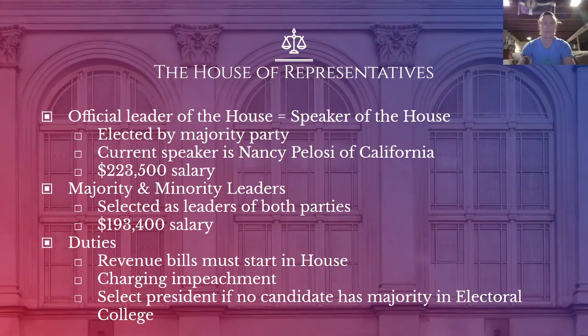This happened with the third election in our history, where Aaron Burr and Thomas Jefferson were tied because of a little bit of a mix-up with the voting process in New York.